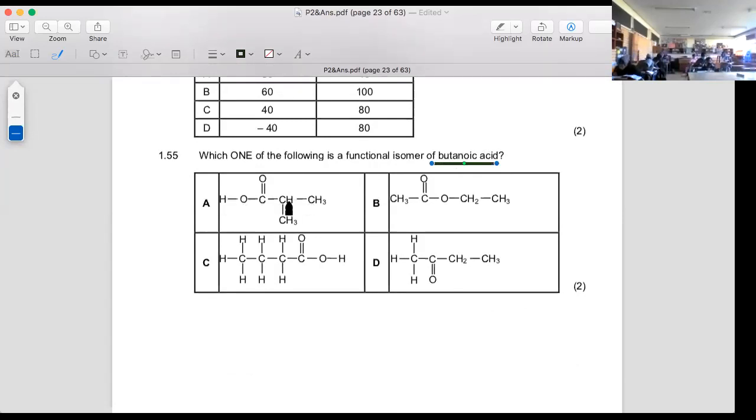Is that an ester? No, that is an acid. Is that an acid or an ester? 1, 2, 3, 4 carbon, and it's an ester. I don't have to look further. It must be B.